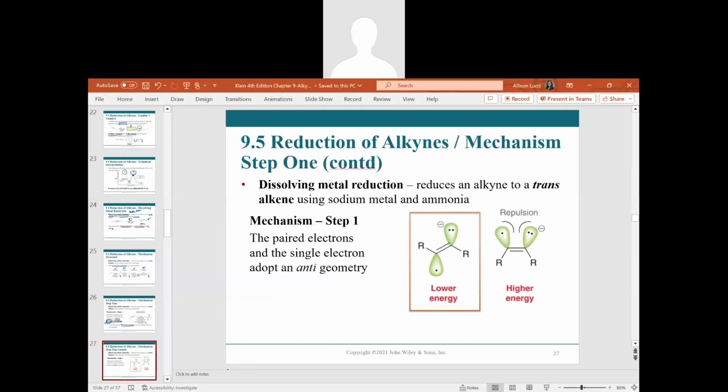So in step one, the reason behind this orientation resulting in our final trans fashion is that this radical anion is lower energy due to the repulsive forces that we would see if we had a syn addition. So we have this anti geometry adopted. So over here we have anti shown.